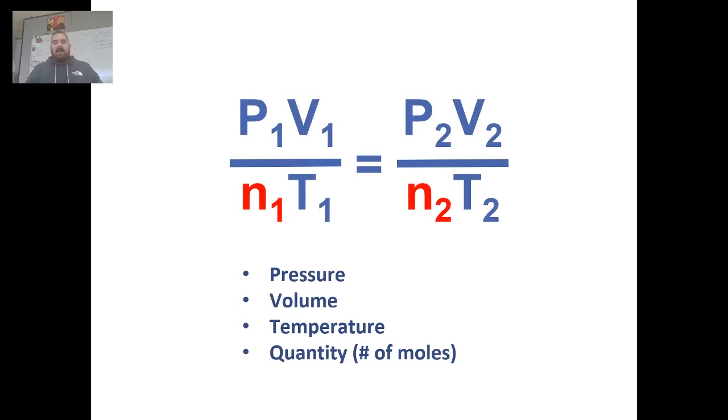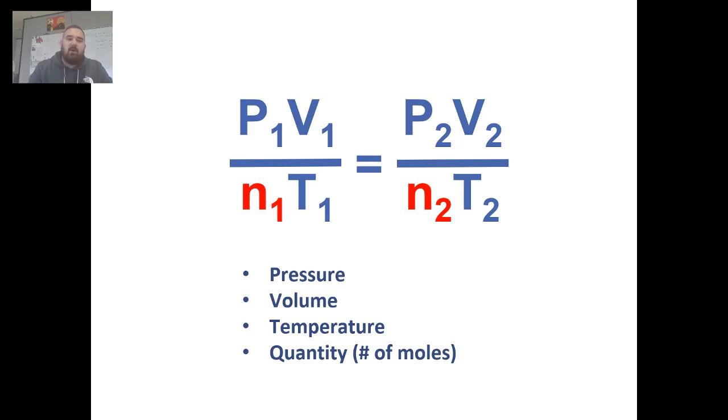So here we have what's called the combined gas law. The combined gas law has 4 laws in it, and it itself is a law. The reason I put it up here in the very beginning is I like to show you all the variables so that we can discuss all the variables in the equation.